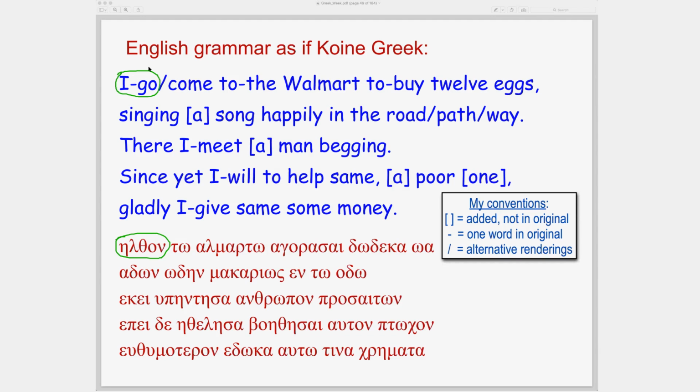Okay. Now the other thing is that go and come, Eilthon could mean go and it could be come. In Greek, this word just means that there's a motion from one place to the other. So they'll use this either that you're coming or you're going. Okay, just a different way of doing things.